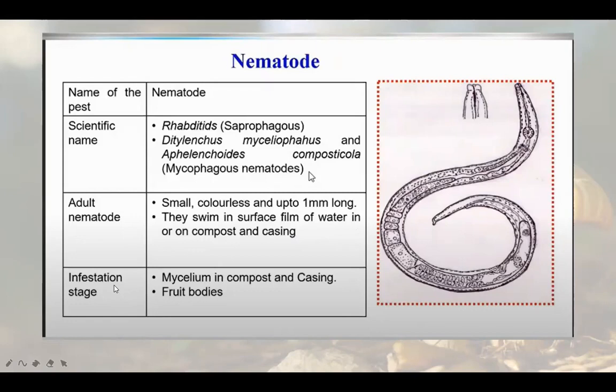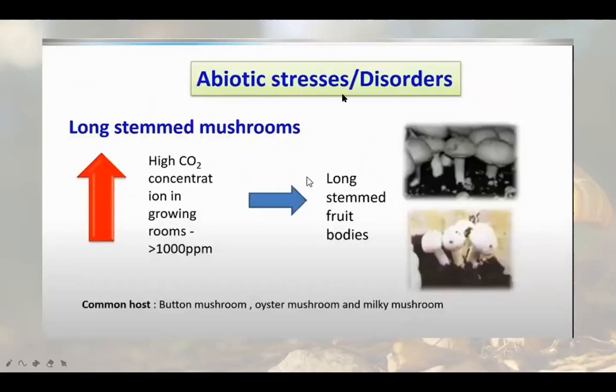As for the infestation stage, they can infect the mycelium in compost and casing, that is, the fruiting bodies. Here, it can infect the mycelium or the casing soil and even the fruiting bodies. You can see this problem.